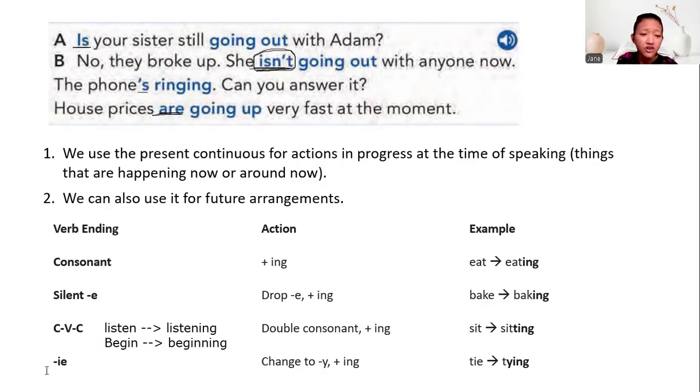Right. Now, if a verb ends in IE, then we change it to Y and just add ING, okay, tying. Right. Now, moving on. So there are some cases where we use both and where students can confuse between the two tenses.